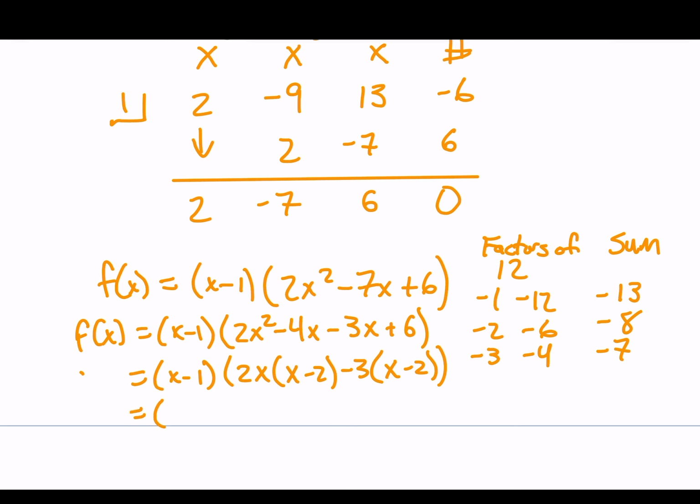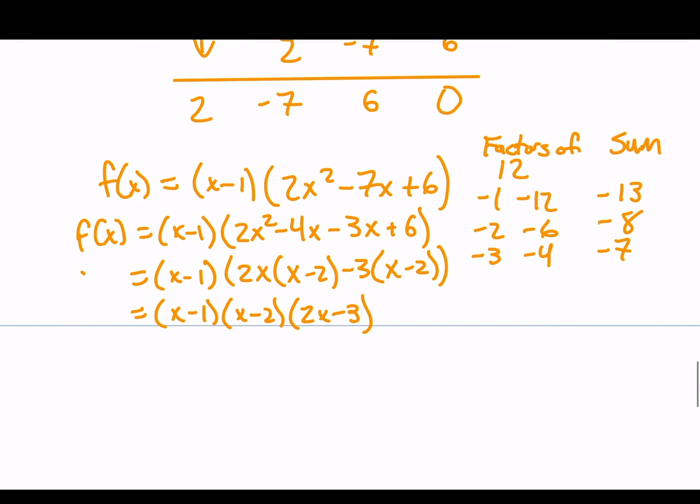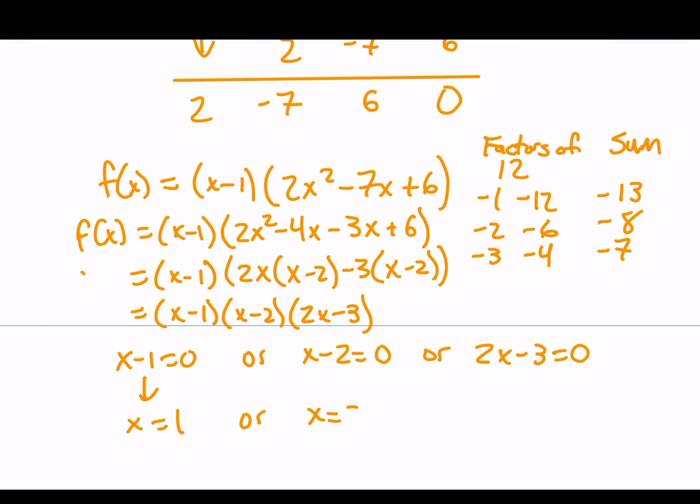So our final step is to write it as x minus 1. We have a common factor of x minus 2. We're left with 2x minus 3. So what we know is that one of those factors has to be 0 for us to get a 0 out of it. So x minus 1 equals 0, or x minus 2 equals 0, or 2x minus 3 equals 0. So this one gives us that x equals 1, or x equals 2.